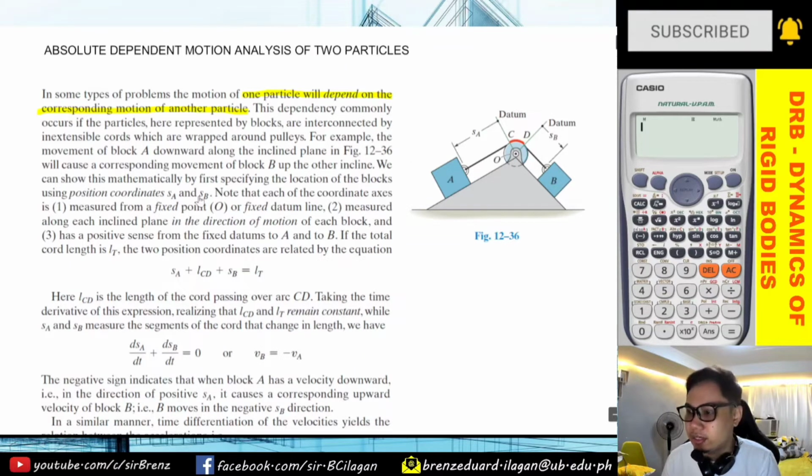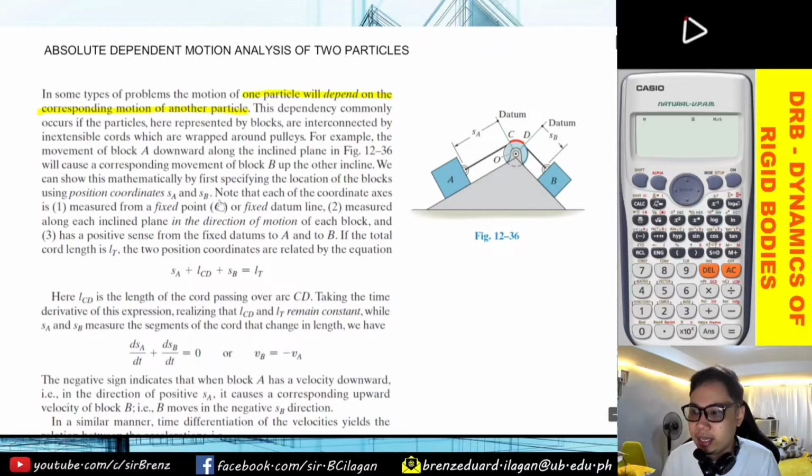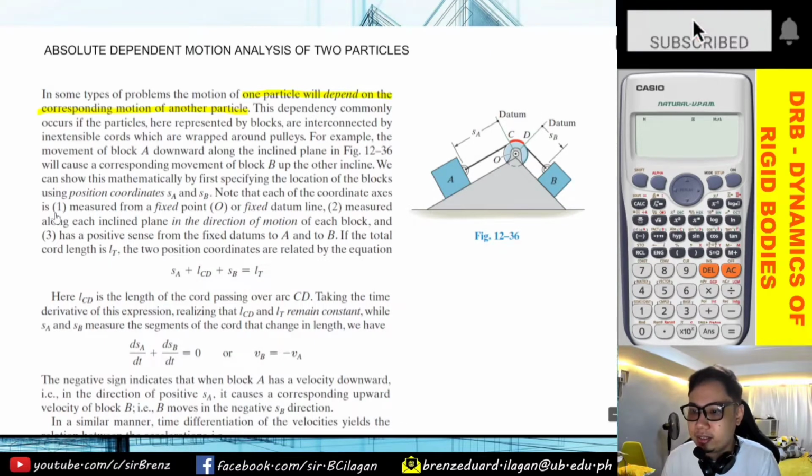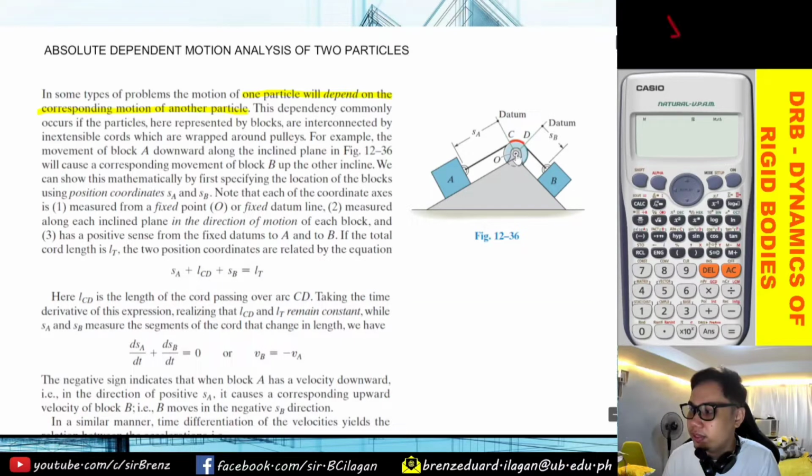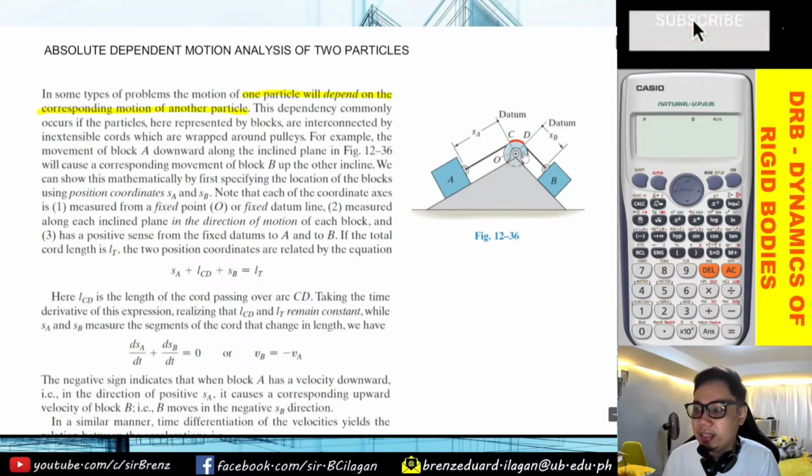So, ayun nga, yung S sub A and S sub B natin. So, note that each of the coordinate axes is, number 1, measured from a fixed point O. So, ang fixed point O natin dito is yung pulley mismo. Okay? Ayan, as shown in the figure. So, yung center ng pulley. So, yan yung magiging fixed datum line natin.